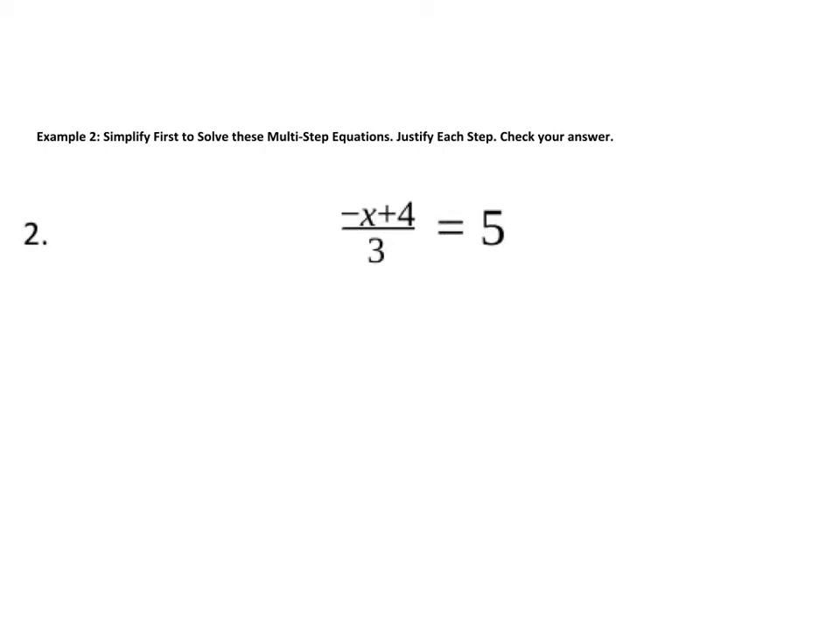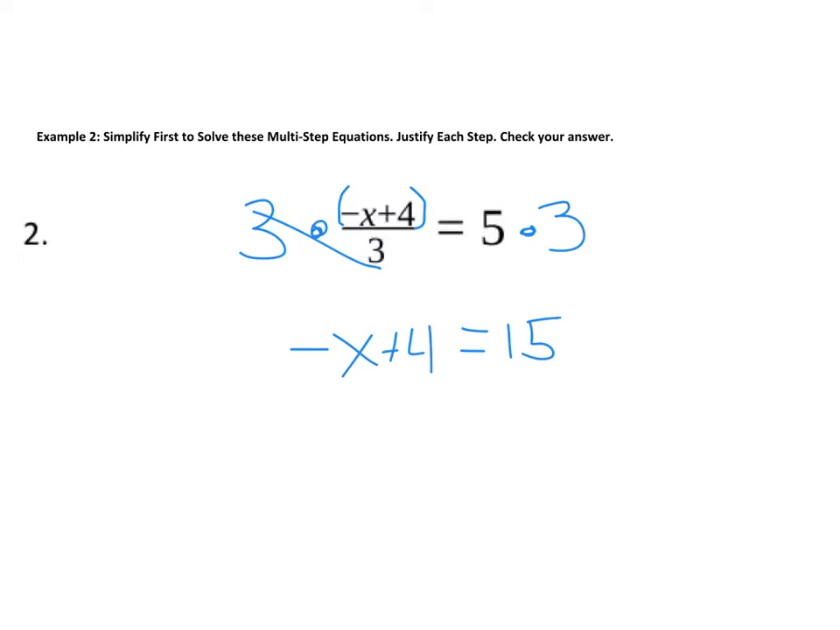Example 2 has your negative x plus 4 in the numerator of a fraction, which remember is kind of like its own group. So even though we're tempted to maybe subtract 4 first, this is one where we need to get rid of that divide by 3 first, kind of open that top half up. So if it's divide by 3, we are multiplying by 3, so that we can simplify those, leaving us with negative x plus 4 equals 15. Once we get to that, that is your multiplication property of equality.